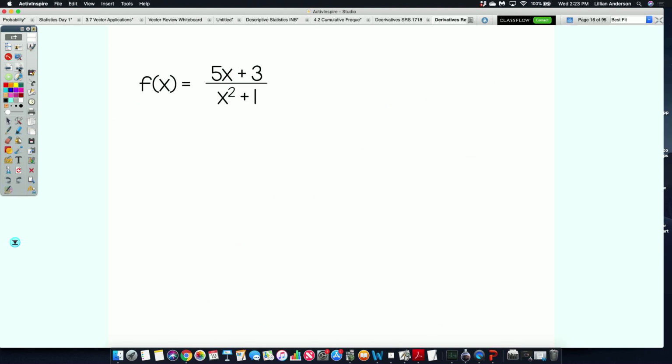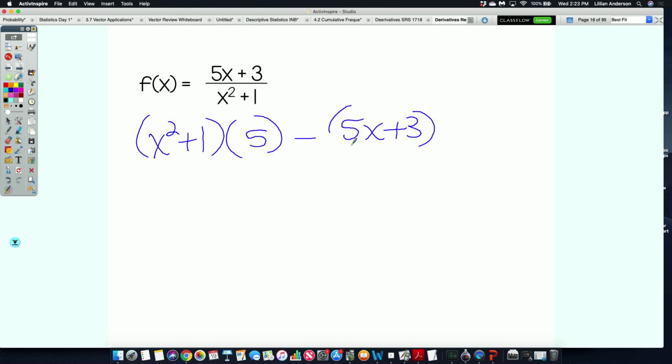Quotient rule. Let's do this one together, and then you will do one on your own. Remember, it's low d high. So what's the derivative of the top? 5. Minus high d low. What's the derivative of the bottom? Please be very cautious, since there are going to be multiple terms in that second part. You have to distribute that negative over.